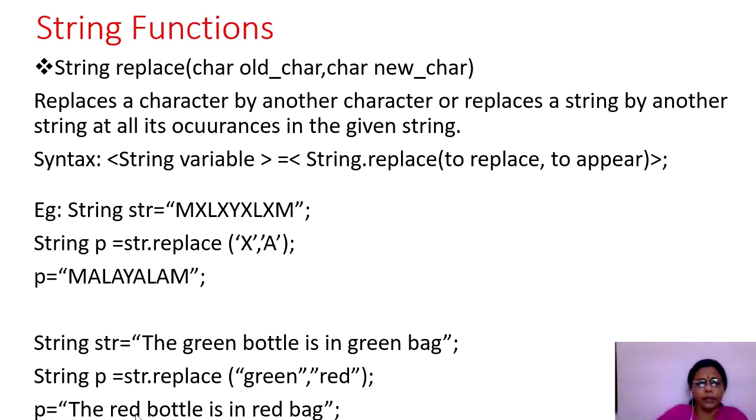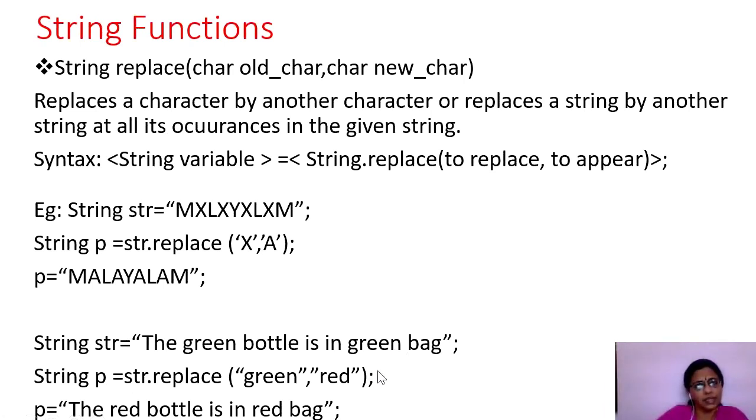Look into this example. I have a string: the green bottle is in the green bag. Clear? This is a string, which means it is a sentence. Here I want to replace the word green with the word red. So if I use str dot replace green comma red, what happens? The word green will be replaced with red. Now what will be my final string? It will be the red bottle is in the red bag. What has happened? This green has been replaced with red, and here also the green has been replaced with red.